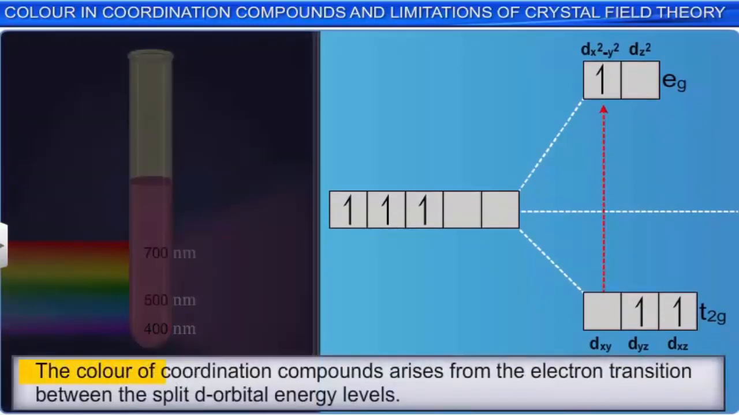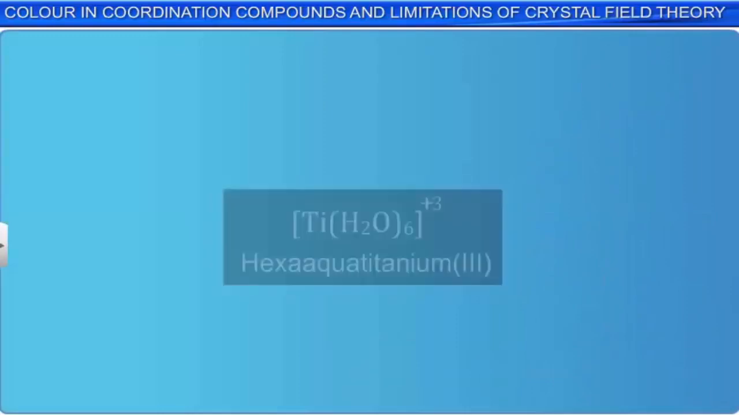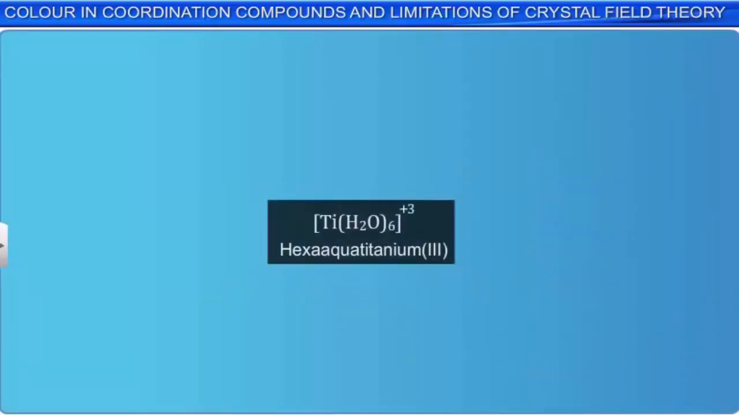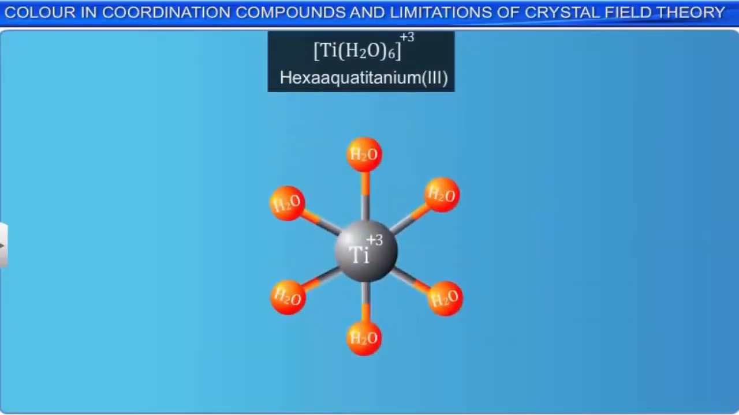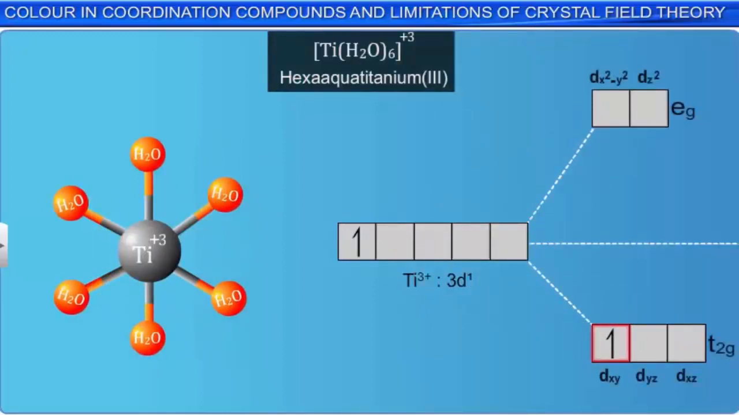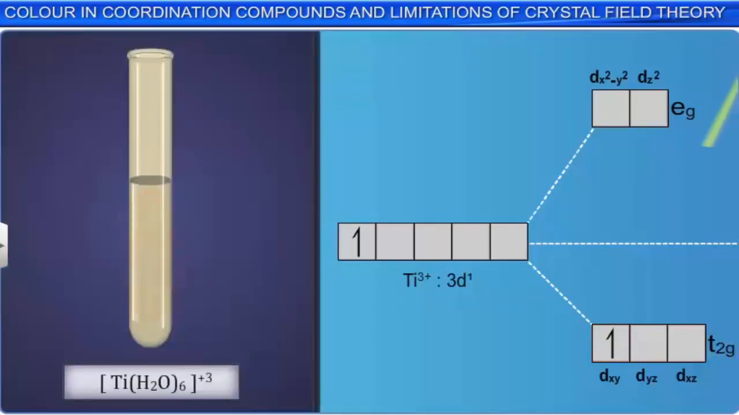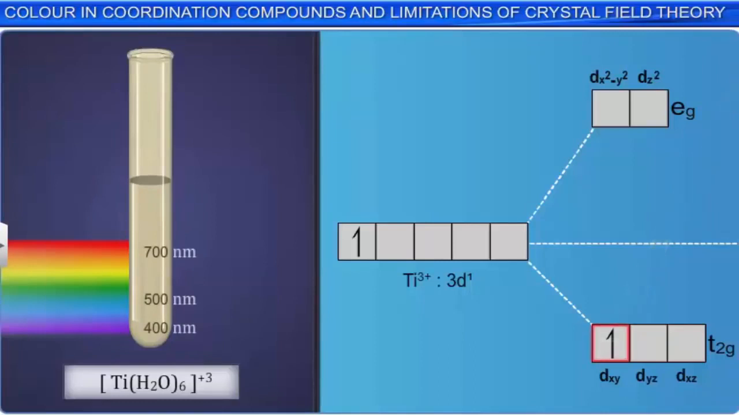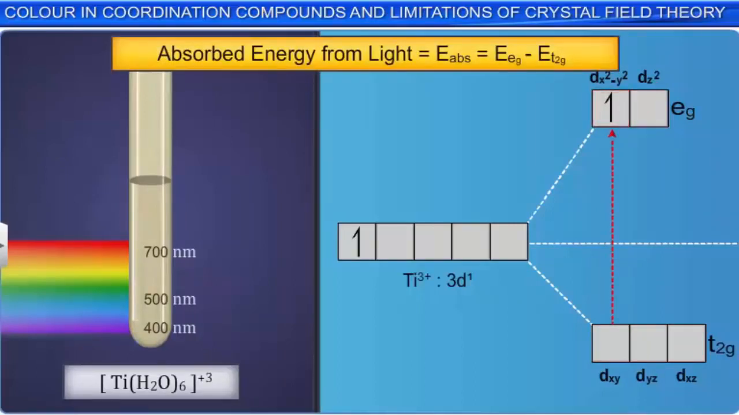Let us take the example of hexaaqua titanium 3+ to understand this. Hexaaqua titanium 3+ is an octahedral complex in which titanium is in the +3 oxidation state and has a single electron in the d orbital. The single electron is present in the lower t2g level in the ground state of the complex. When light passes through a solution of this complex, the electron in the lower t2g level is promoted to a higher eg level by absorbing light with energy equal to the energy difference between the t2g and eg levels. In this case, it absorbs energy corresponding to the blue-green region. As white light minus blue-green light gives purple color, the complex appears purple.